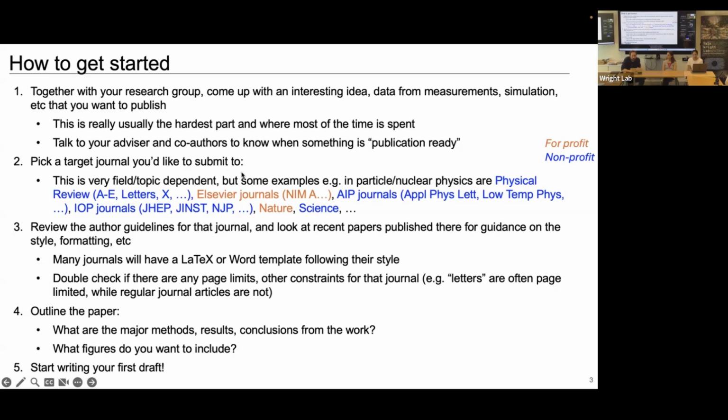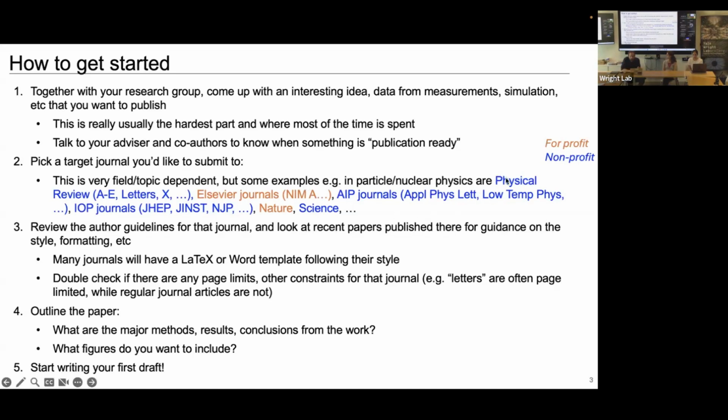Maybe you want to pick the journal you're going to submit it to. Again, this is pretty physics heavy here, but here's some examples of journals. In physics, we have the Physical Review. In astronomy, there's Astrophysical Journal, ApJ, and maybe lots of other journals relevant for that.